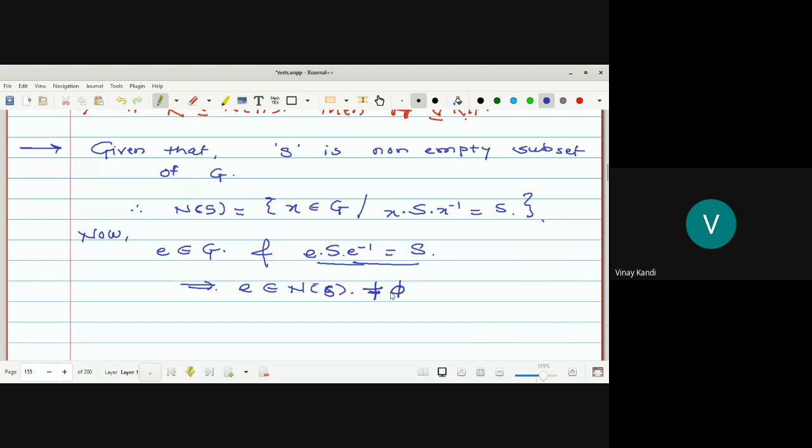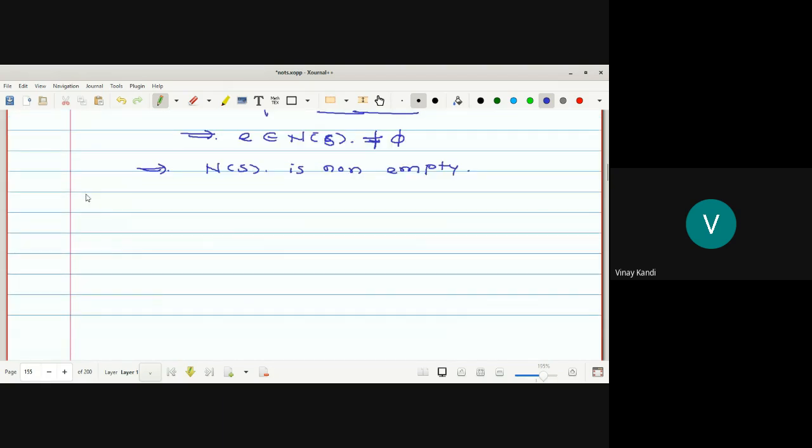If you don't understand, ask, don't stay quiet, I won't know otherwise. Okay, so e belongs to N of S, so it is not empty. So this implies the normalizer of any set S is non-empty. Now we have to prove that, first one, to prove that the normalizer of S is a subgroup of G.